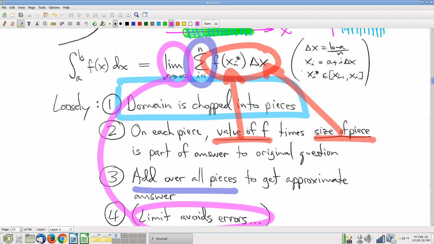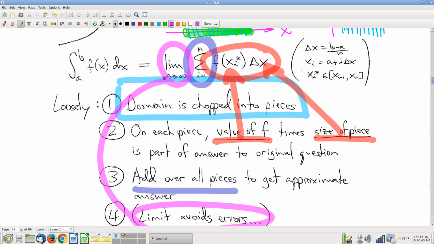Okay, so that's the idea behind the Riemann sum construction: break the problem down into little pieces, such that on each piece, the question at hand takes this very basic and simple structure, something times size, right? And then add and take a limit. Okay, so that's just an observation. Now, why do I want to point out what's the strategy behind the Riemann sum?